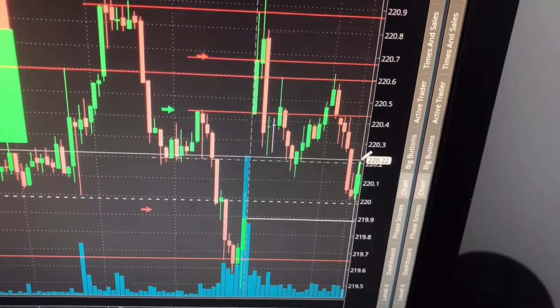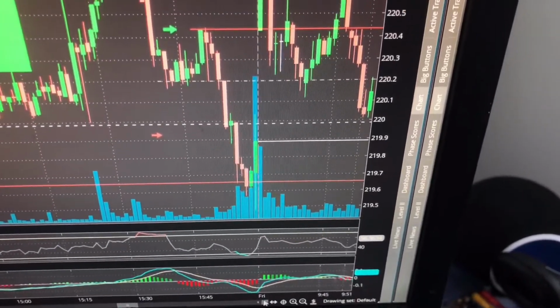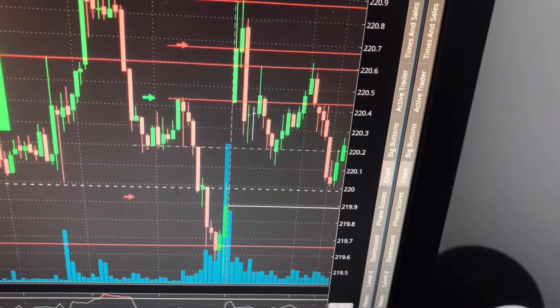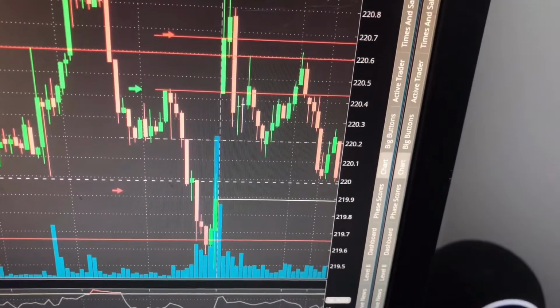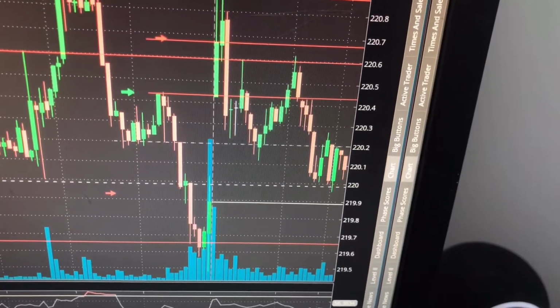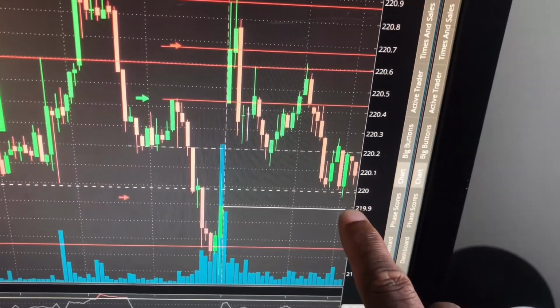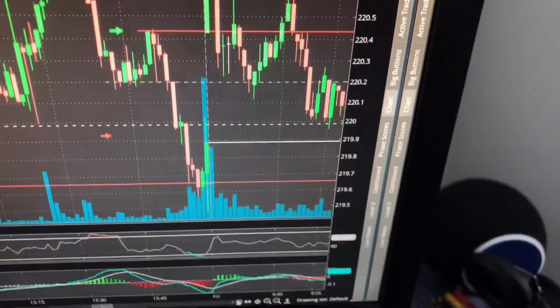If it pushes above it, then I'm going to let you guys know what's going to happen next. Let's see. All right, it's looking like it's trying to push above it. Got rejected by it. Nice, nice, nice. Getting rejected by that 220 area. We want to see it crack that 220 area though, come down here to that 219.90 area. That's where we can take our profits.